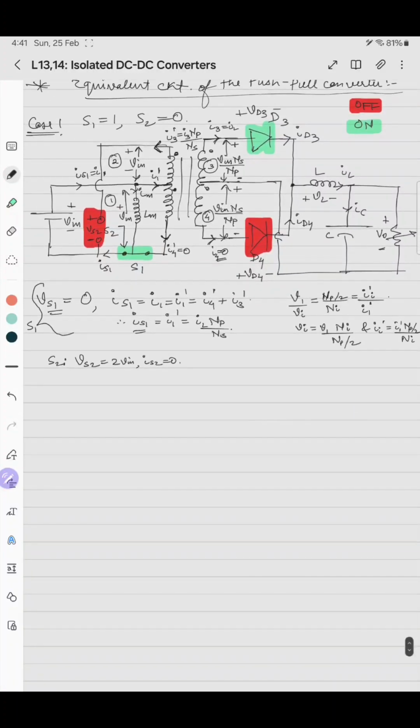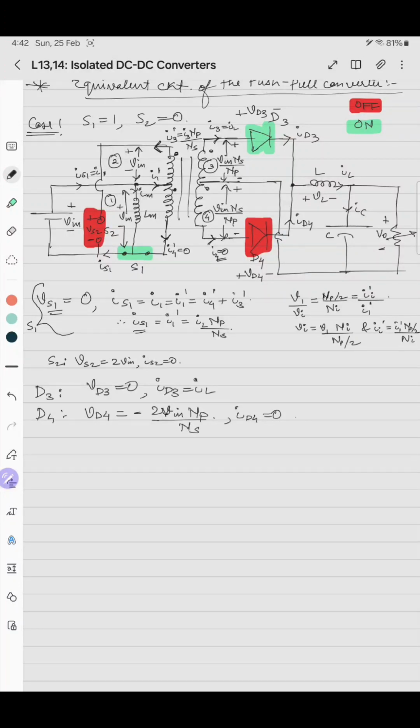Now we'll go to the secondary side. So for D3, VD3 will be 0, that is the voltage across the diode. ID3 will be IL. For diode D4, VD4 will be what? So plus minus, so voltage will be added up. So voltage across this diode will be minus 2 V in NP by NS. And the current through this diode will be 0 because it is reverse biased.